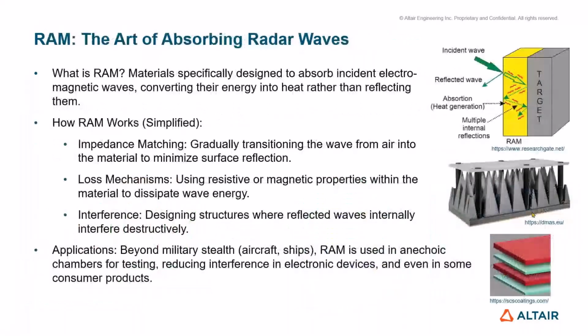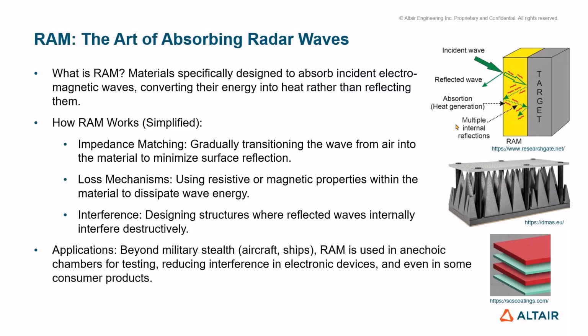So what is the RAM? RAM, it is radar absorbing material. And these are materials specifically designed to absorb incident electromagnetic waves, converting their energy into heat rather than reflecting them. As you see here on the right side, an incident wave and lots of stuff happening, and it does not escape from there. That's basically what you want.